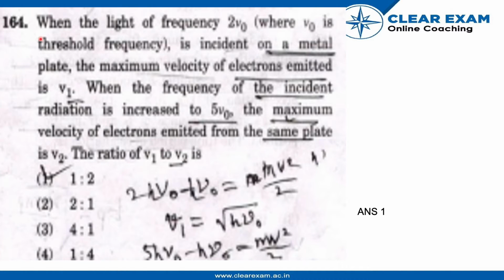Hello, so the next question is, when light of frequency 2ν0, where ν0 is the threshold frequency, is incident on a metal plate, the maximum velocity of electrons emitted is V1. When the frequency of the incident radiation is increased to 5ν0, the maximum velocity of electrons emitted from the same plate is V2. So the ratio of V1 to V2 is 1:2, 2:1, 4:1, or 1:4.